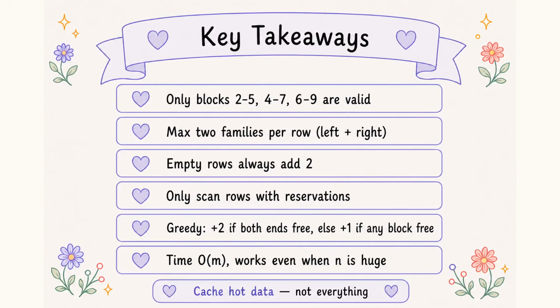Key takeaways. Only blocks 2 to 5, 4 to 7, and 6 to 9 are valid. Max 2 families per row using left and right. Empty rows always add 2. Only scan rows with reservations. Greedy, plus 2 if both ends free, else plus 1 if any block free. Time order m even when n is huge. That is cinema seat allocation.